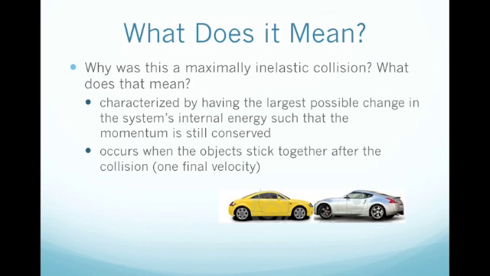Finally, let's talk about the questions. Why was this a maximally inelastic collision? What does that mean? A maximally inelastic collision is characterized by having the largest possible change in the system's internal energy such that the momentum is still conserved. It occurs when the objects stick together after the collision, just as mine did. Because the objects stick together at the end, there is one final velocity, which is what I have.